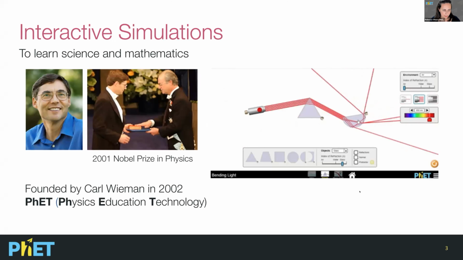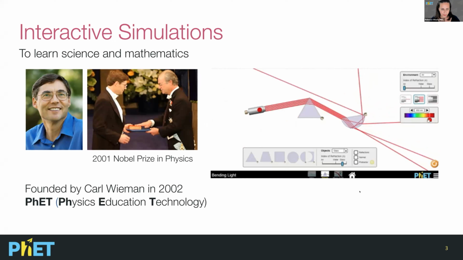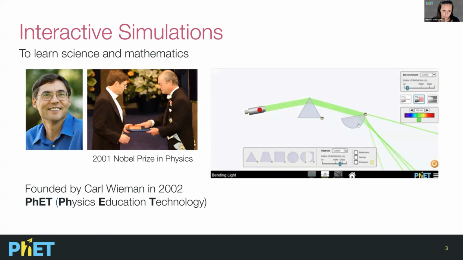You may or may not know, PhET actually began as Physics Education Technology because our founder, Dr. Carl Wieman, won the Nobel Prize in Physics in 2001.